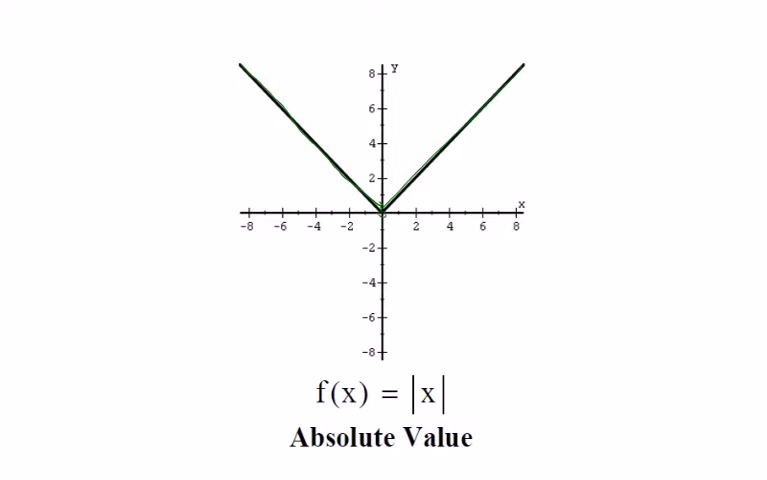And so it starts at the origin, the V starts at the origin, and then it goes up with +1 slope. And on the other side, it goes -1 slope up and to the left, right? Or down and to the right. So let's see an example with absolute value.